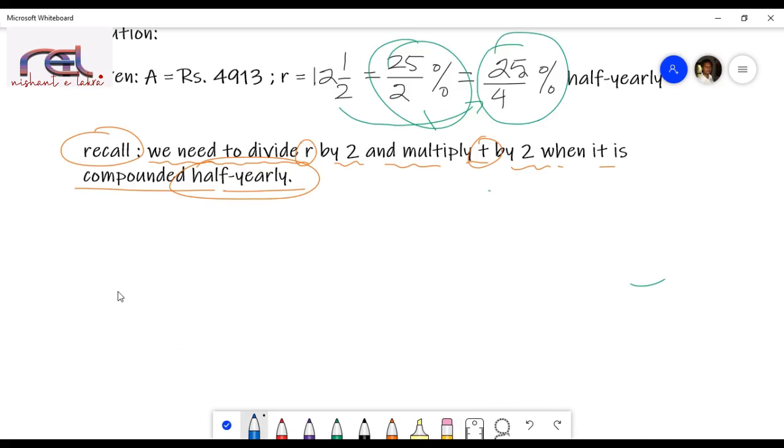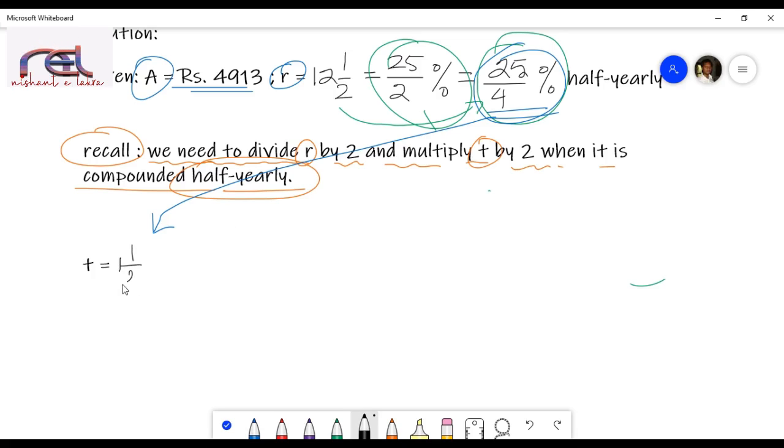Let me erase the rough part so that we can continue solving this problem. Amount is 4,913, rate is 25 by 4%. What else is left? Time, right? So how much was the time? Time was 1.5 years. And what did we learn from the recall part? That we have to multiply time by 2, right? So when you simplify 1.5, we get 3 by 2.